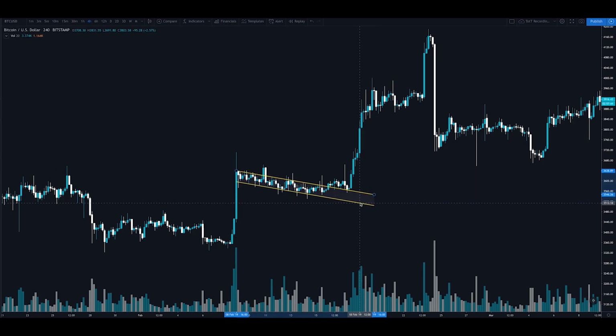Price deviates, some wicks above, a slight close above and back down, but more or less price is in this downtrend channel, right? And it isn't until we break out, close above, and then retest it that we get our access point into the market.